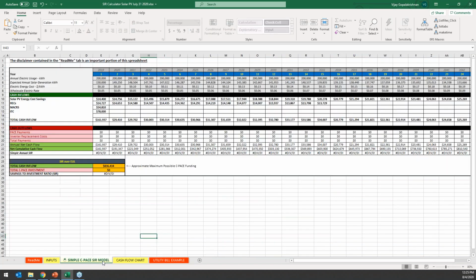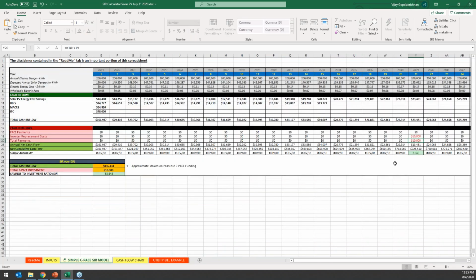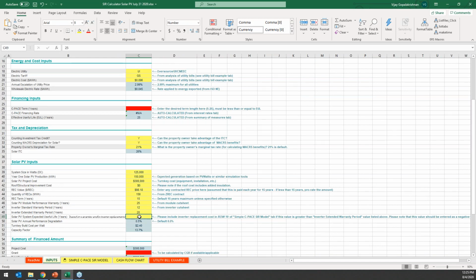And in the simple CPACE SIR model tab, there's an inverter replacement cost option right here. So in year 21, you would include a negative $10,000. That's this particular charge for this facility to raise it to 25 years. So this would increase the EUL, or the expected useful life, to 25 years. So we're going to run this project in two different ways. One is defaulting to a 20-year useful life without the extended warranty. So we're going to start with that. So let's say it's a 20-year warranty. There's no inverter replacement. And we'll also work this project out in 25 years with the extended inverter replacement.